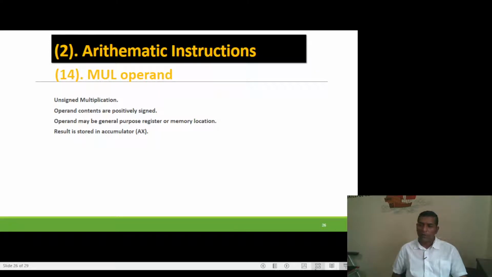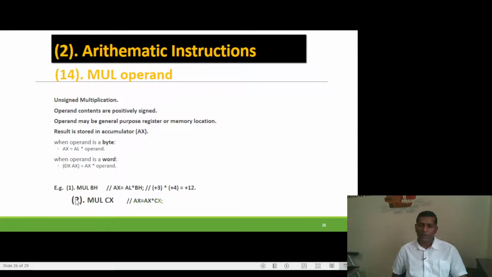The example of this multiplication instruction is MUL BH. When the operand is a byte, then AX is equal to AL multiplied by the operand. If the operand is a word, then the result will be stored into DX if the result is more than 16 bits. If 8-bit is multiplied by 8-bit and the result is more than 8 bits, the remaining will be stored into AH. If the result is more than 16 bits, the result will be stored in AX and the remaining will be stored into DX.